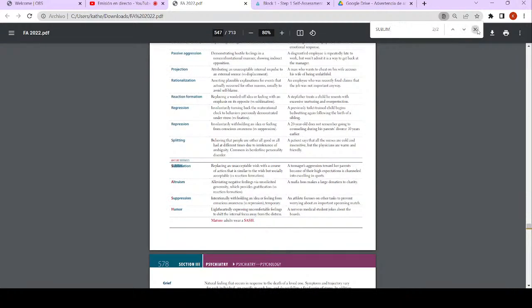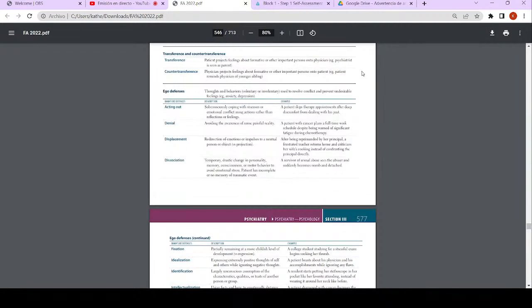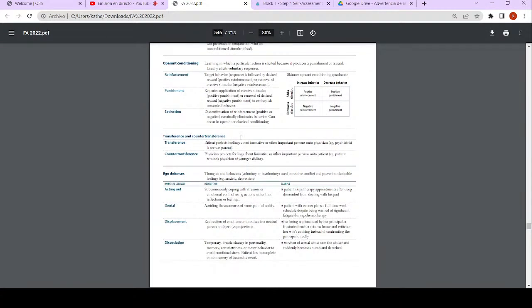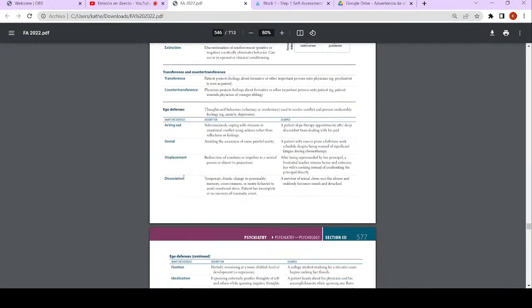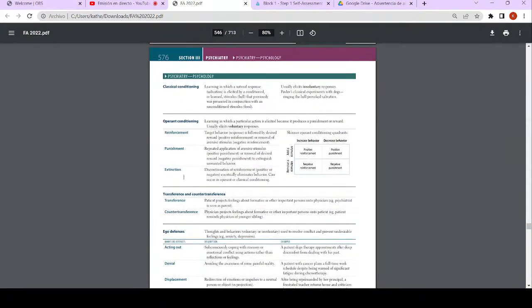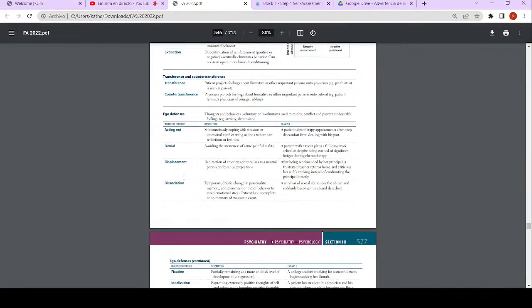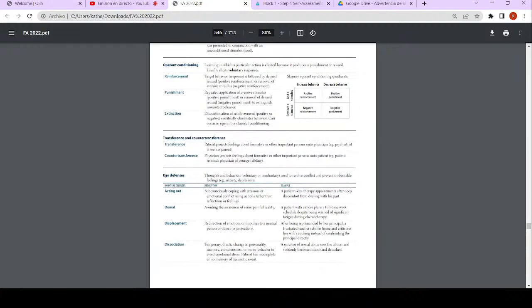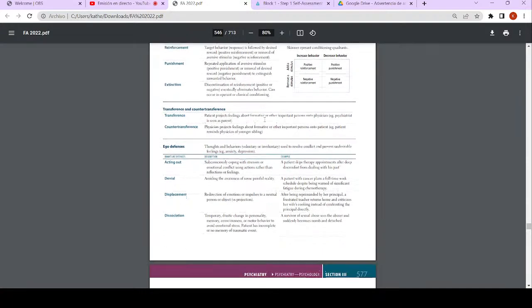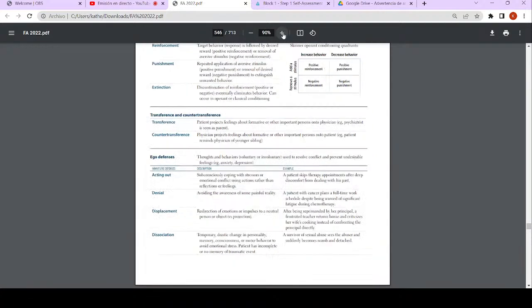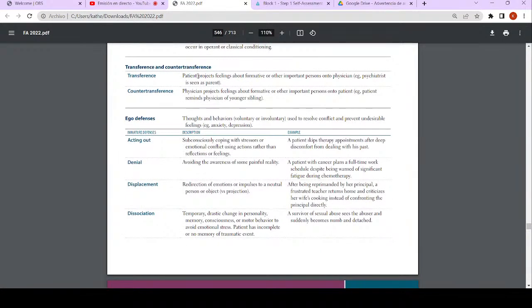Okay, ladies, it is important for you to remember all this stuff. You should really just remember all of these key defense mechanisms. They ask you a lot about this. Transference: the patient projects feelings to the physician. Countertransference: the physician projects feelings to the patient.